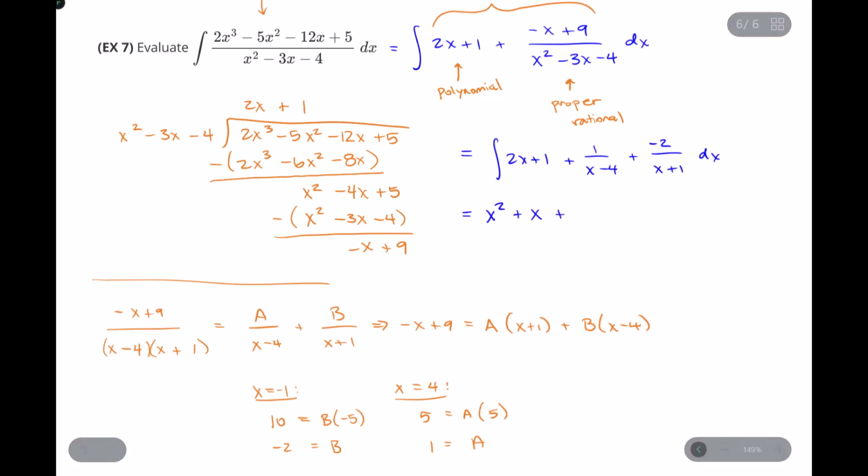This is the natural log. It's going to be the natural log of absolute x minus 4, and then minus 2 natural log absolute x plus 1. And let's not forget the plus c in the end. And let me make that a little larger so it doesn't look like 11. Okay, great, we're done. We have achieved what we wanted.